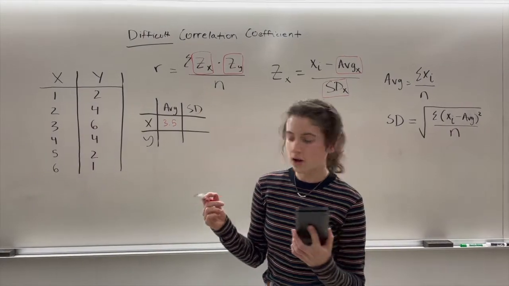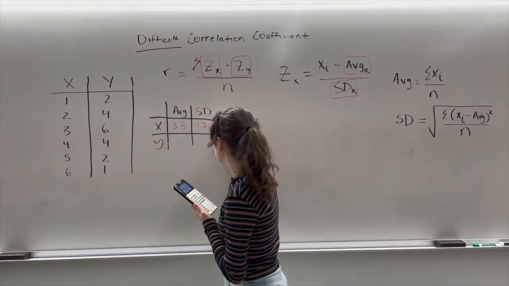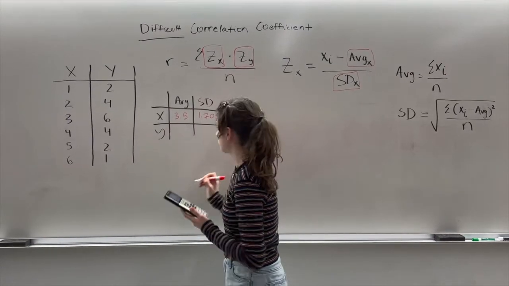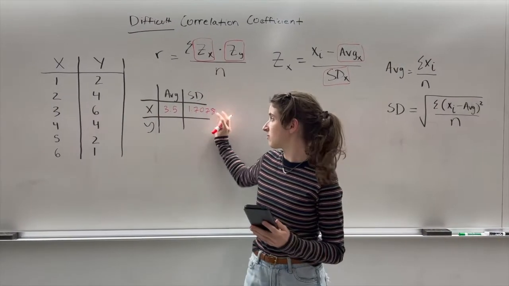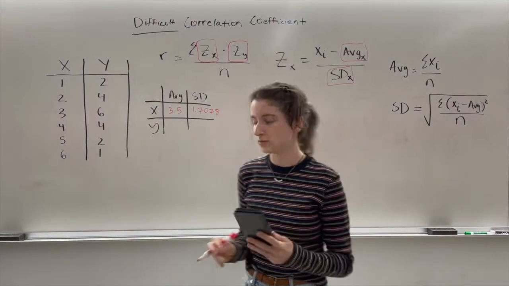So we got about 1.7078. You should probably just keep the pure value instead of rounding in the middle of the problem because that can cause problems, right?